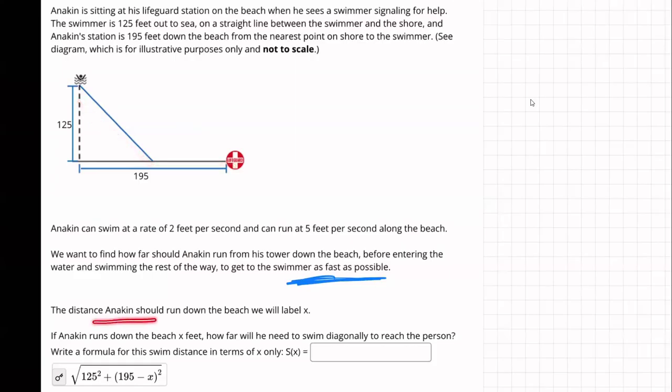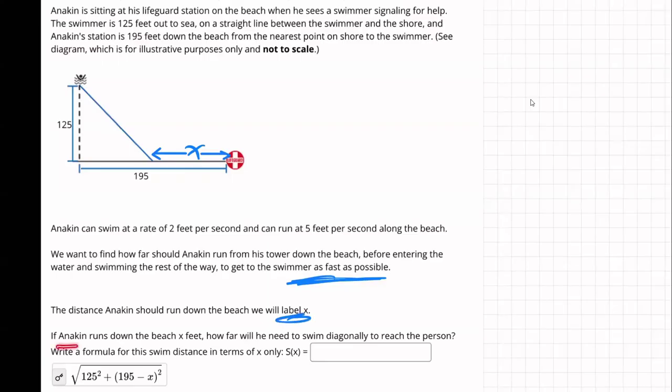All right. The distance Anakin should run down the beach, we will label X. So let's call this X. So this is X from there. Here, let me do a better job there. From there. That's how far Anakin should run down the beach. Okay, we will label X.